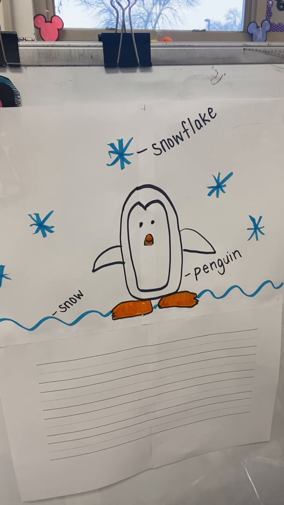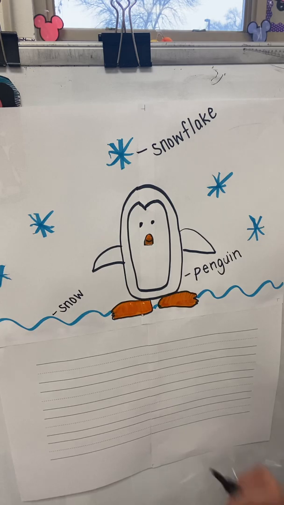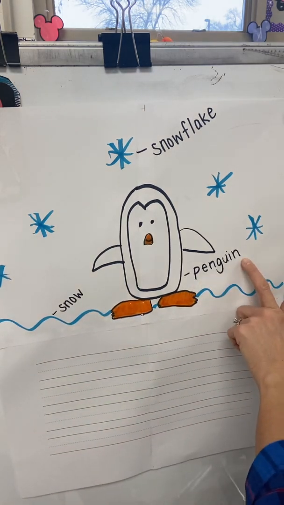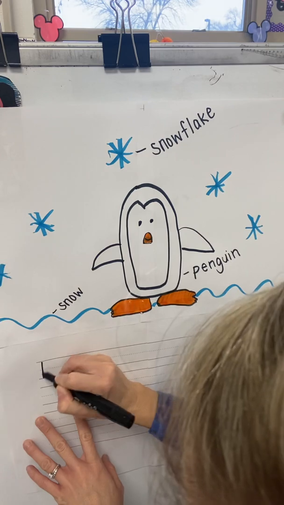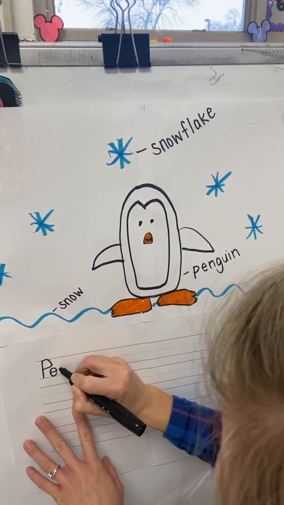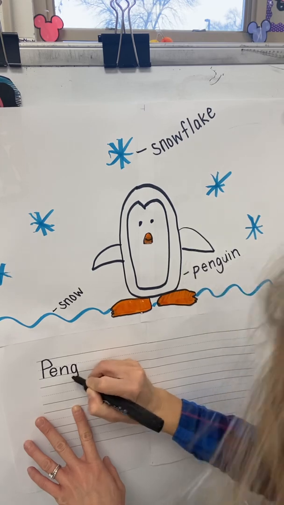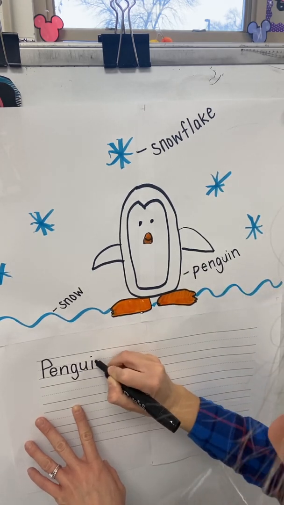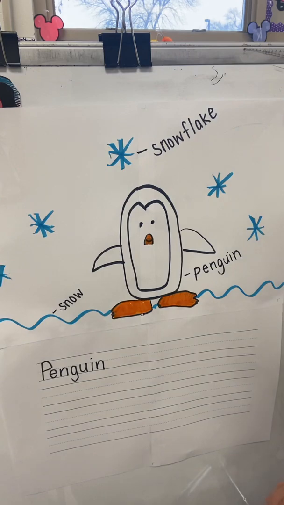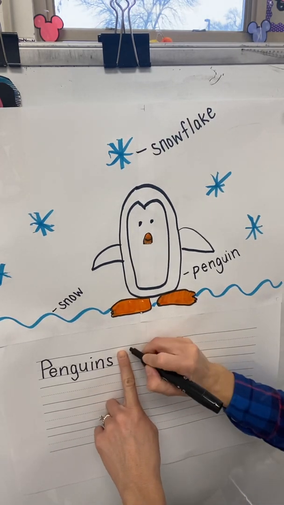Well, now we're ready for our sentence. Penguins live where it is cold. Let's clap the words of that sentence. Penguins live where it is cold. Do you remember how we start each sentence? With a capital. So I'm going to start, and I already wrote the word penguin, so I'm just going to copy that. P-E-N-G-U-I-N. Now that says penguin. We want it to say penguins. What do I need on the end? An S. Good.